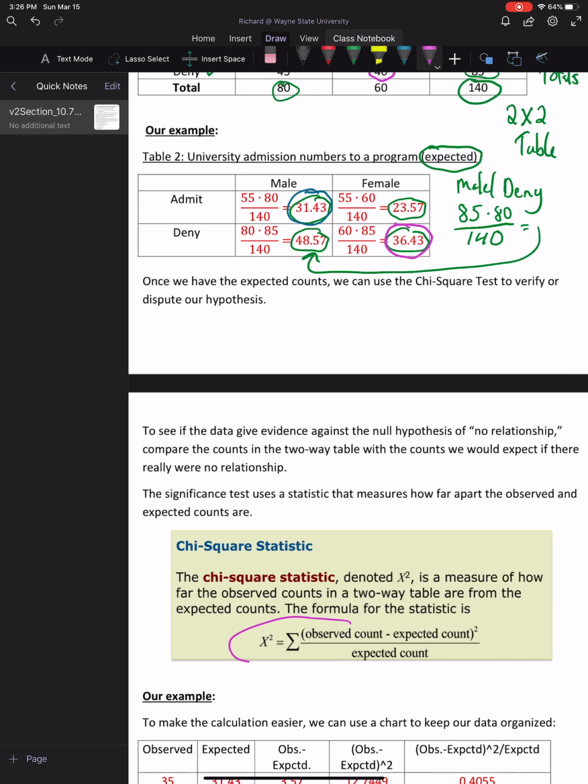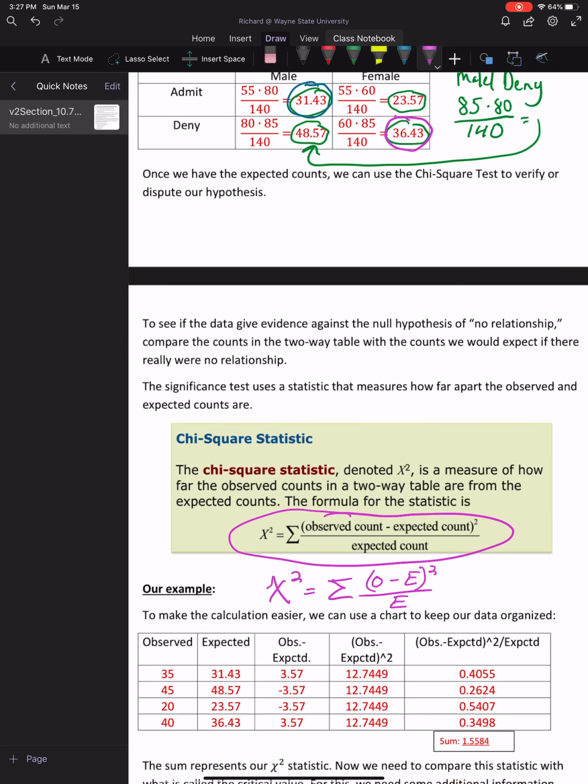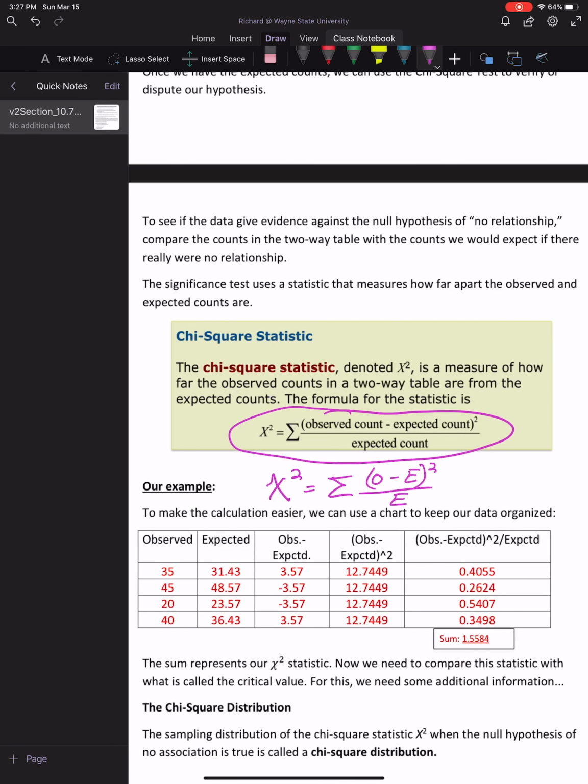And so there's the formula again. That should look very familiar. I think the one in section 10.6 was the observed minus the expected all squared over the expected. It's the same formula. So that's the good news. That doesn't change. Now, what I offer here is an alternative for its computation, and this is the table method.